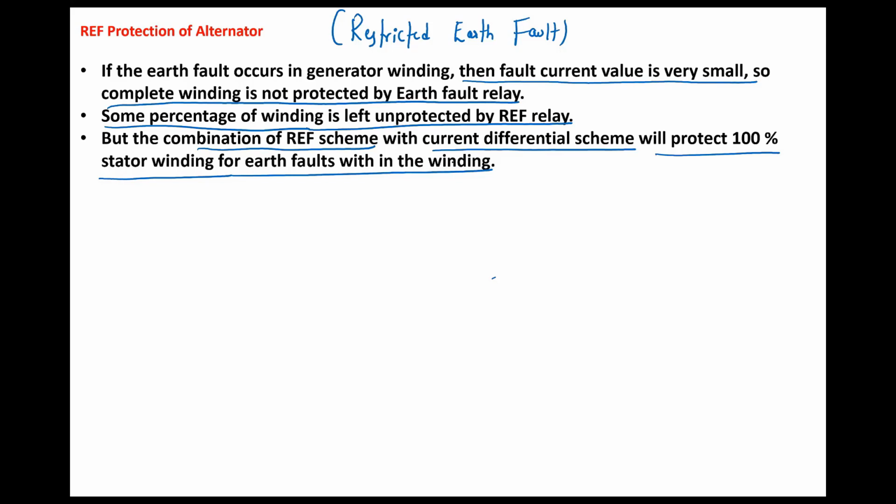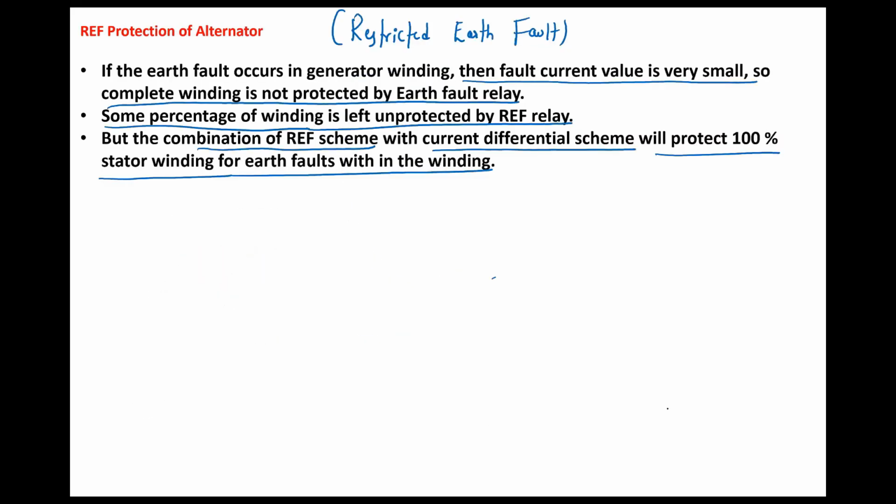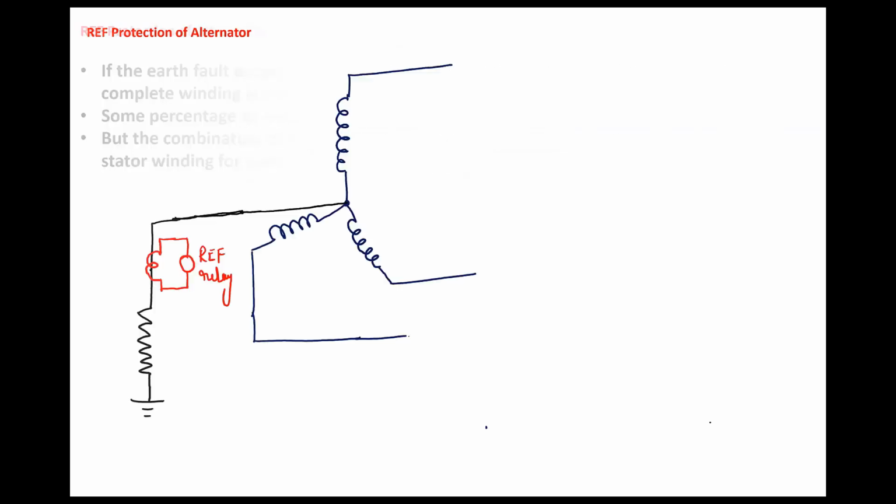Okay, restricted earth fault is one more relay that is used in conjunction with the current differential protection. It will ensure more reliability, but this relay will not protect 100% of the stator winding if the earth fault occurs within the stator winding. So the most common question they ask is, find out the percentage of the stator winding that is protected by the restricted earth fault relay. Okay, so we'll try to understand this scheme.